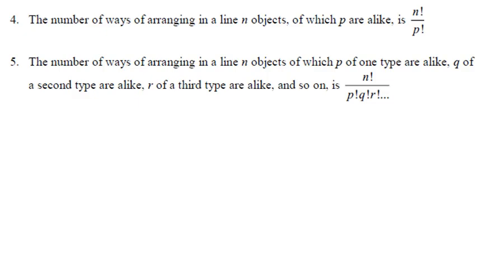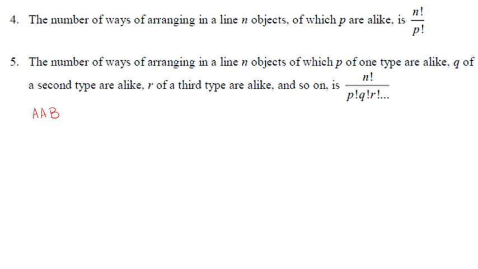Now we look at rules number 4 and 5. The number of ways of arranging in a line n objects of which p are alike is n factorial over p factorial. So this time we're not dealing with distinct objects. We have some of them that may be alike. So for example, if you have, instead of ABC, we had AAB. It's not going to be 3 factorial ways now of arranging them.